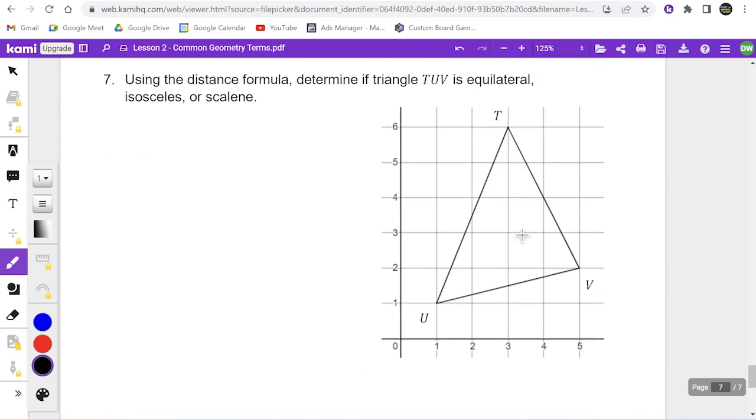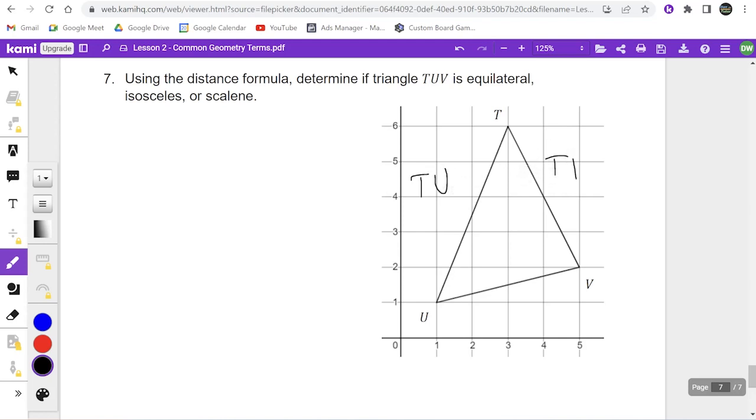Okay. And then I believe this is the last question of the night, and of course it's the hardest. Using the distance formula, determine if triangle TUV is equilateral, isosceles, or scalene. The way you're going to do this, there's only one way to do this. You need to use the distance formula 3 times to find the distance of TU, to find the distance of TV, and then to find the distance of UV. And then we're going to see if these 3 distances are equal to each other or not. So let's go ahead and do it.